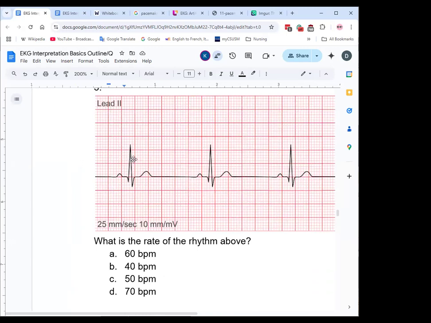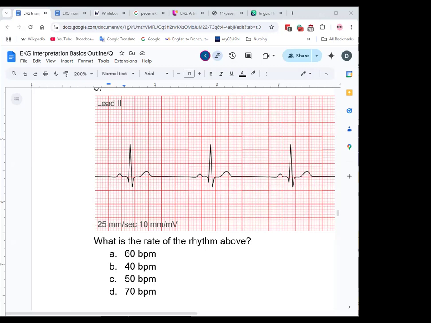So I would say maybe 1, 2, and then 3, 4, 5, 6. So how many big boxes did I say? 1, 2, 3, 4, 5. So let's take 5 times 5 plus 6, 31, I suppose. 1,500 divided by 31. It's not the most accurate method, but maybe I counted an extra one. If it's 1,500 divided by 30, you do get 50.